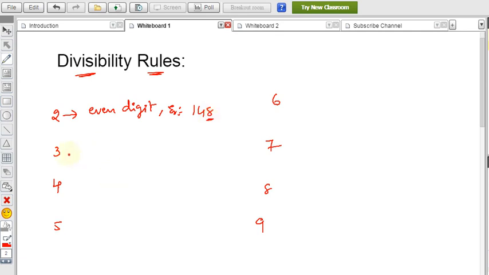For 3, the sum of the digits should be divisible by 3. Example, if you take 156, 1 plus 5 plus 6 is 12. So 12 is divisible by 3, then that 156 is also divisible by 3. So I am explaining briefly.